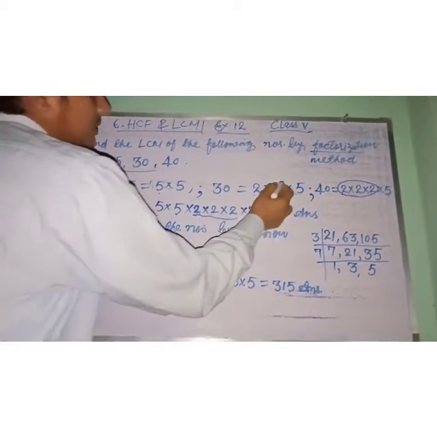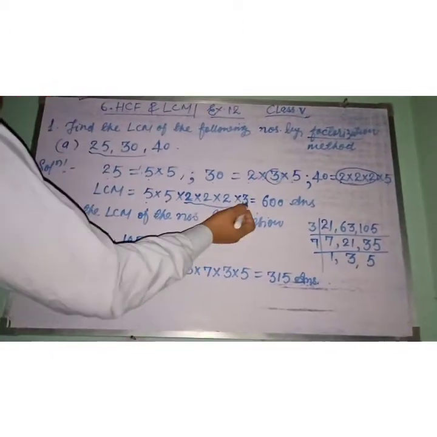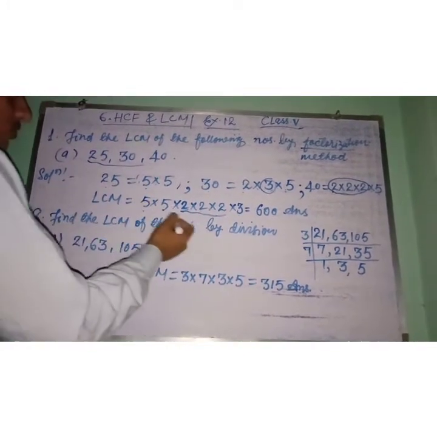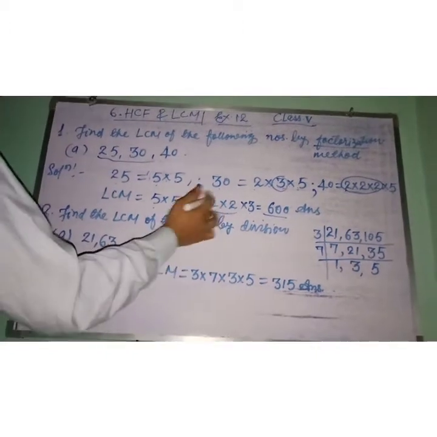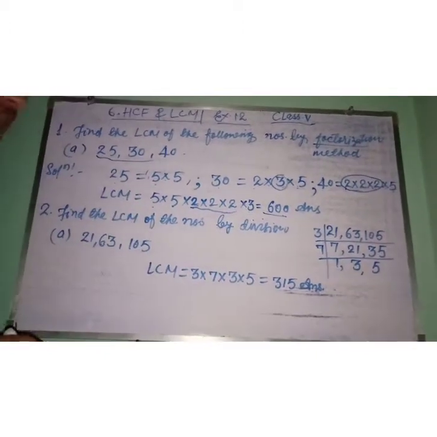And now what about 3? 3 is only 1 time. So here is 3 one time. Then the product of all these numbers gives us the LCM. So the product of all these numbers is 600. So this is the answer. Okay.